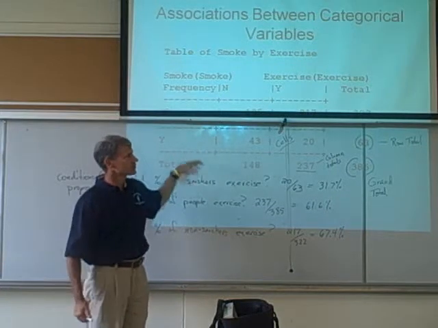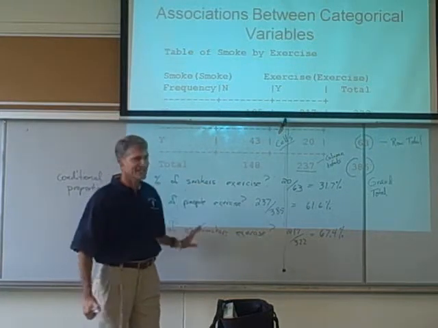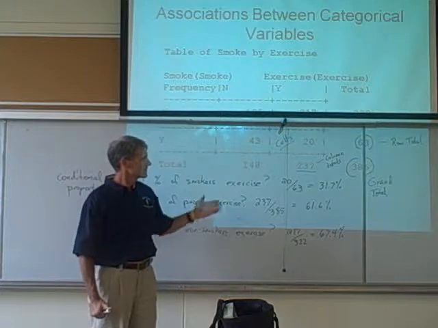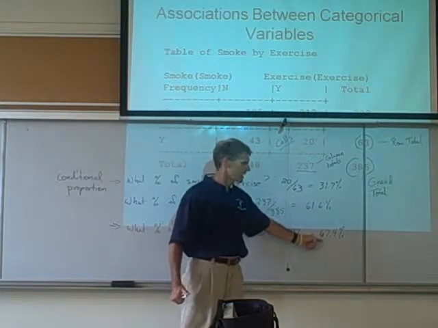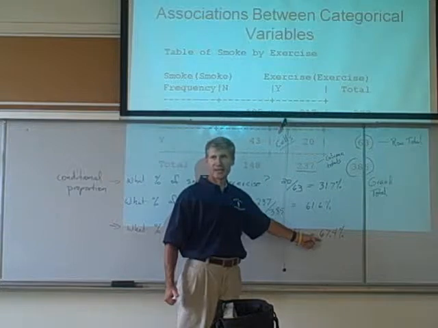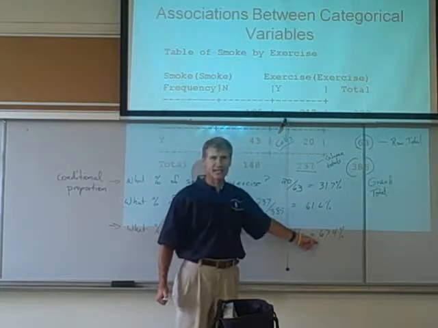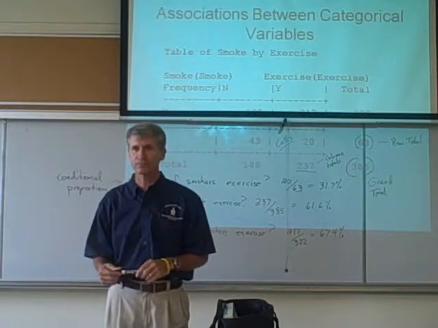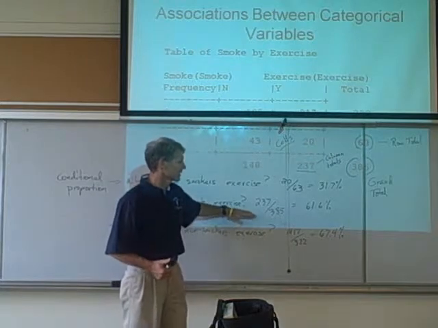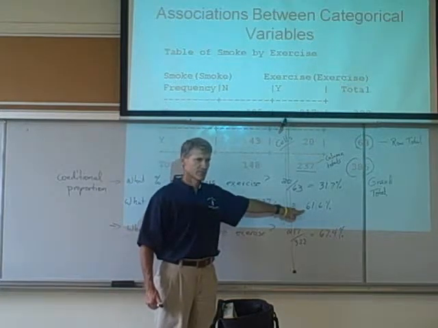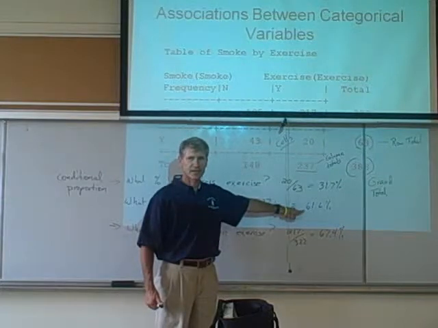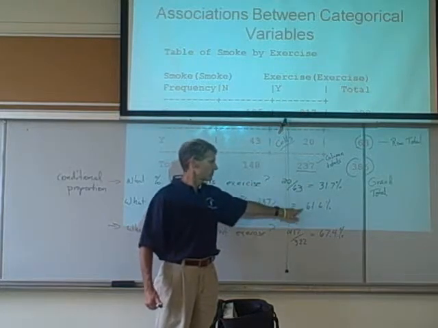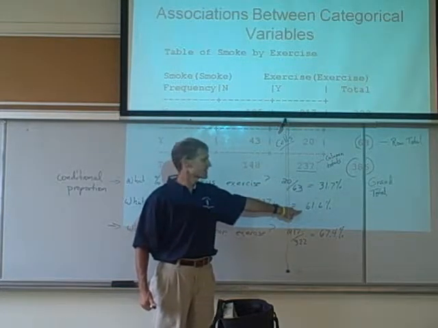So in order to look for association in a contingency table, you compute some conditional proportions and compare them. Right? So, is this number close to that number? No, they're way different. 31.7 compared to 67.4. Those are very different, so you'd say that's evidence of an association. Marginally, ignoring smoking, 61.6% of people exercise, right? So if there was no association, you would expect that both of these would be at about that level. They'd both be at about 61%.